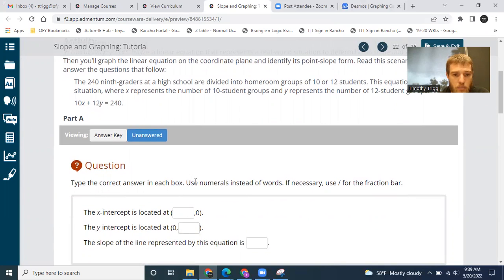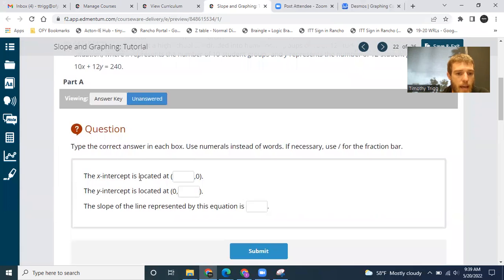Type the correct answer in each box. Use numerals instead of words. If necessary, use the fraction bar for fractions. Okay. The x-intercept is located at something, comma, 0. The y-intercept is at 0, comma, something. And the slope is something.